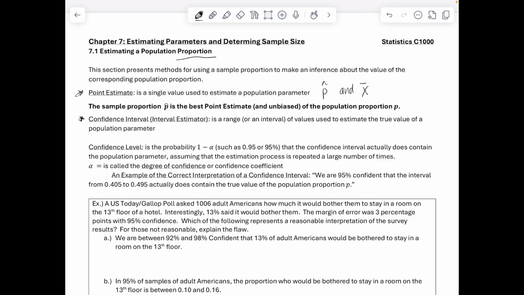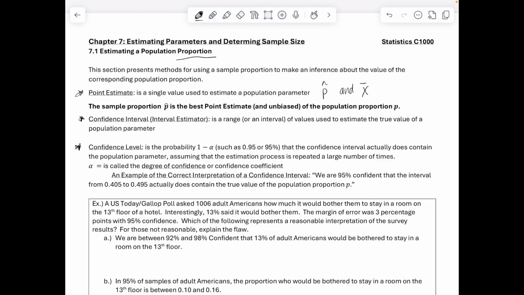Next topic here is confidence intervals. A confidence interval, or an interval estimator, is a range of values used to estimate the true value of a population parameter. We have the confidence level, which is the probability 1 minus alpha, such as 0.95 or 95%, that the confidence interval actually does contain the population parameter, assuming that the estimation process is repeated a large number of times. 1 minus alpha is called the degree of confidence or the confidence coefficient.